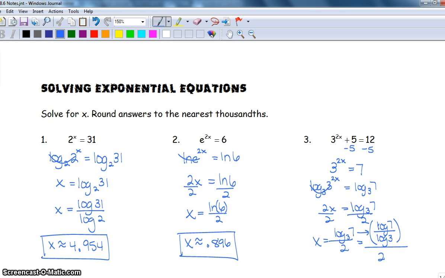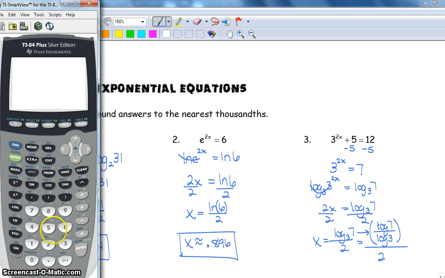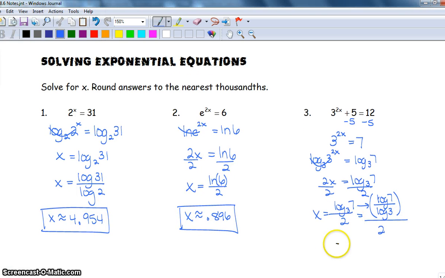So when we put this in our calculator, we have parentheses. Log of 7, close out the 7, divided by log of 3. You got to close out the 3, and then you have to close out the numerator. Because remember, we want this entire thing divided by 2. And we get that x is about 0.886.